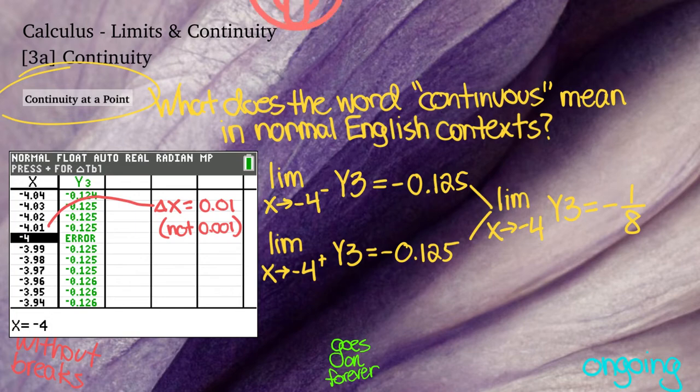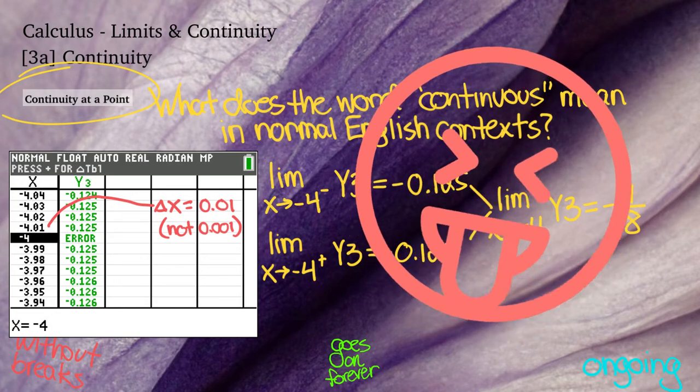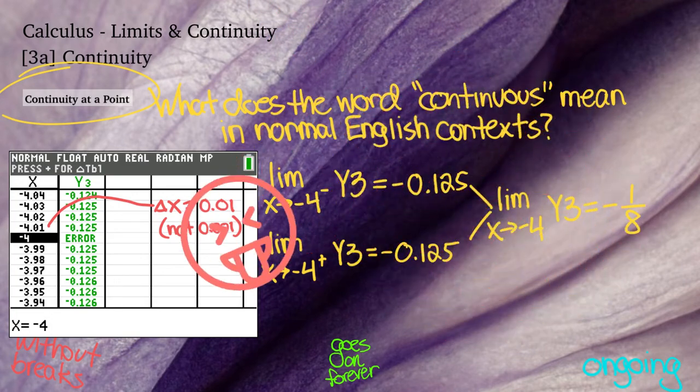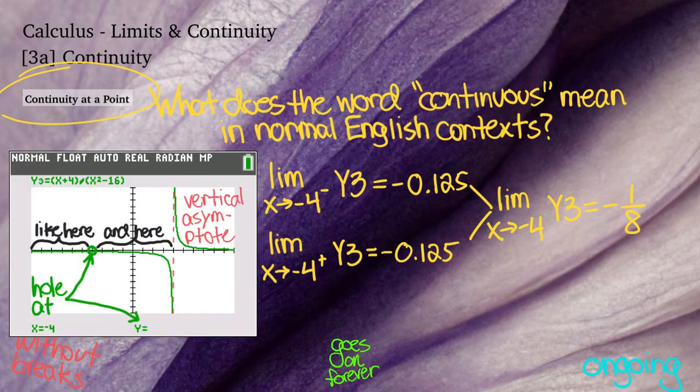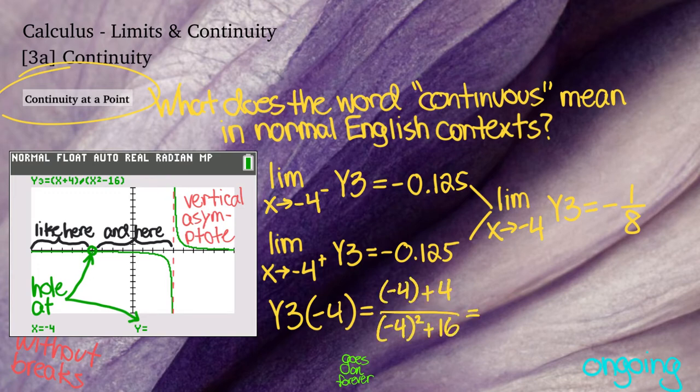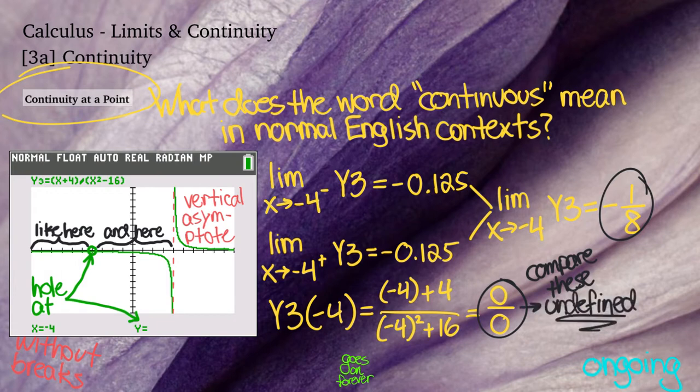But that doesn't mean the function is continuous at x equals -4. It just means that the two-sided limit exists. The last thing we need to do is plug in -4 into the function to see what it gives us. When we do that, we get 0 divided by 0. When the two-sided limit exists and the function is undefined at that point, then there's a hole.